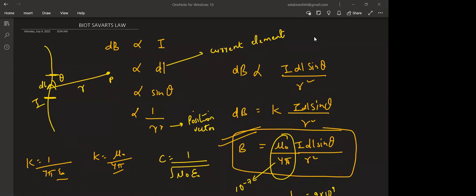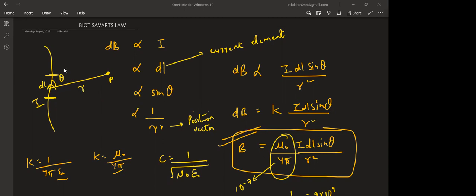Then, let's say this is the point where I want to calculate the magnetic field. If I take the separation of this current element from this point P, it must have a certain separation. Let's say this separation is R. This is known as the position vector. The current element is a segment of the wire whose direction is exactly the same as that of the original current. And this position vector R would make some angle theta with the current element.